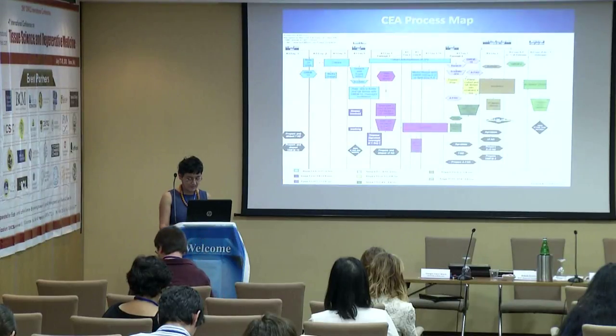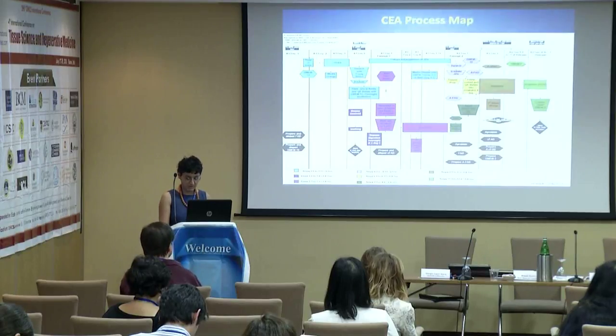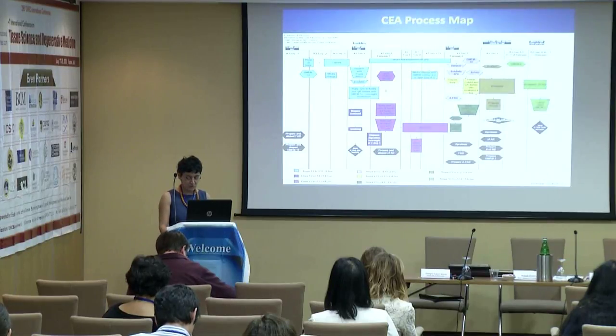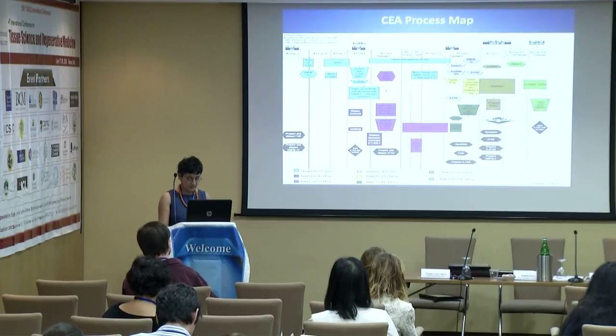Now, we've established CEA production at the Alfred for treatment of major burns, and the production is under a strict quality system based on GMP guidelines to ensure the efficacy and safety of the product. This slide represents the process map for CEA production, and I don't expect you to read all of that. I just wanted to highlight the specific points in the production.